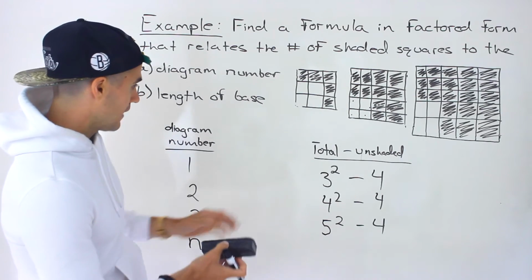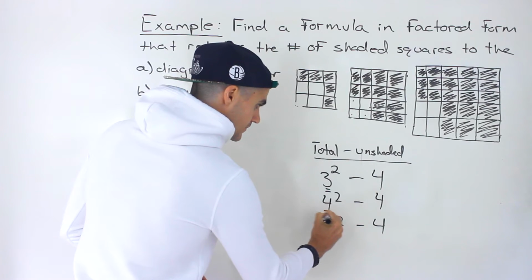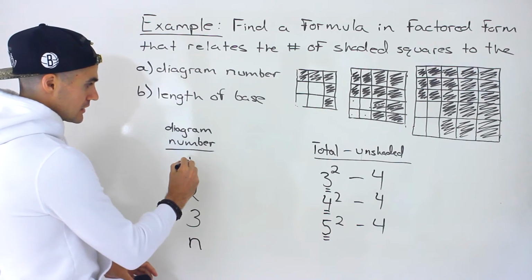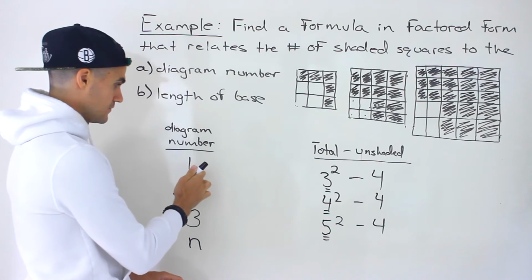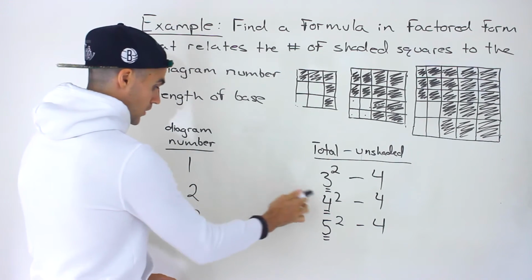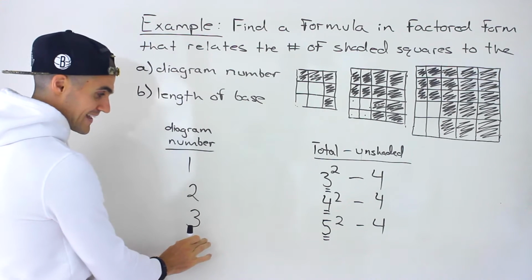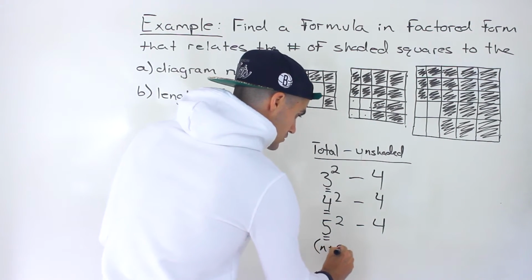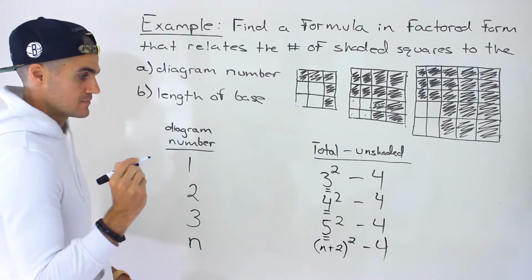Well, notice that the pattern here is that this number, this base over here, it's actually 2 more than the diagram number each time. So if we go 1 plus 2, that would give us 3. 2 plus 2 would give us 4. 3 plus 2 would give us 5. So if we're on the nth diagram, we would have n plus 2. That's going to be squared, and then this minus 4 is staying constant the whole time.